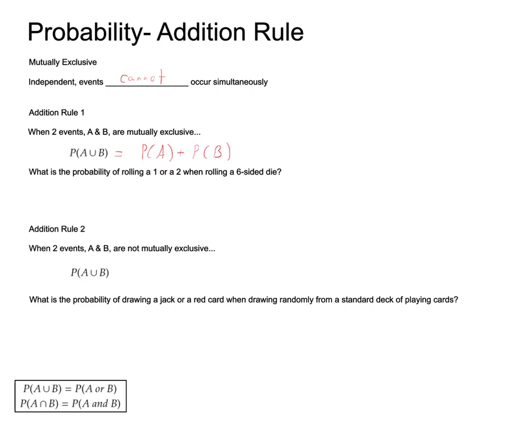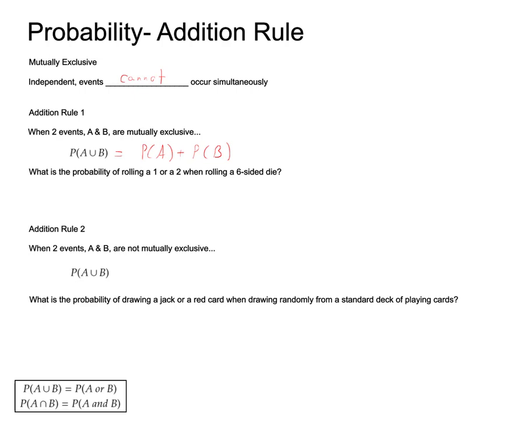And in case you're wondering what the symbol for the probability of A or B is, that U-looking thing is the union symbol. I have a key at the bottom of the page that shows the probability of A union B is equal to the probability of A or B. So that's down at the bottom.